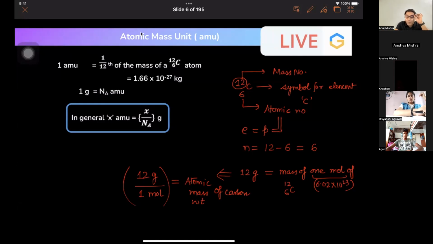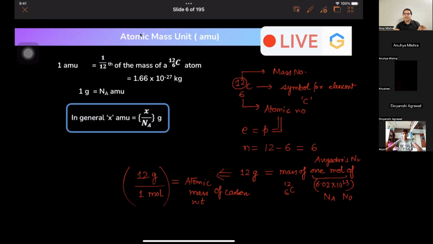How many things do you have to collect to get 12 gram? I'm again repeating, listen to me very carefully. To get 12 gram, you have to take 6.02 into 10 raised to the power 23. What is this number called? Everyone in the chat box, please mention. Na or N0 or Avogadro's number. I hope everyone has this clarity, right?